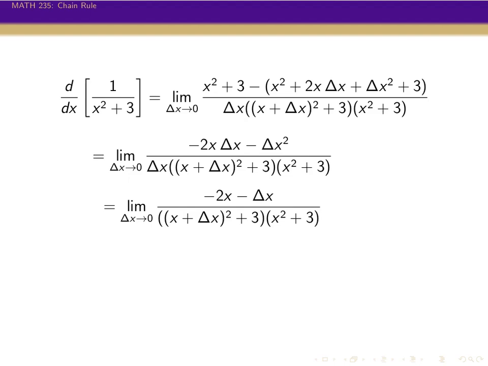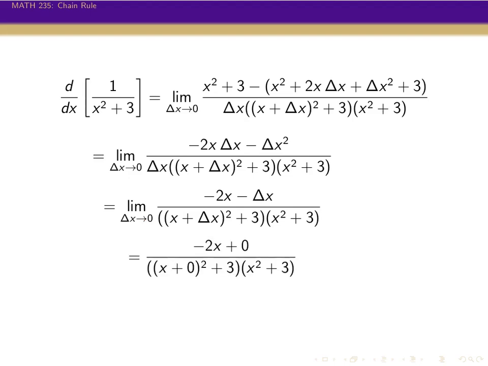And we're left with minus 2x minus delta x on the top, and then on the bottom we still have the product of the original denominators, (x plus delta x) squared plus 3 times x squared plus 3. Now there's no problem with letting delta x go to 0. So at this point we can apply the limit and let delta x go to 0.